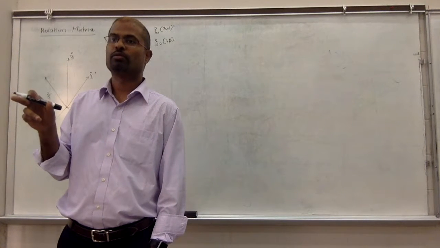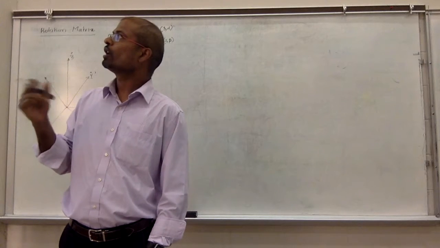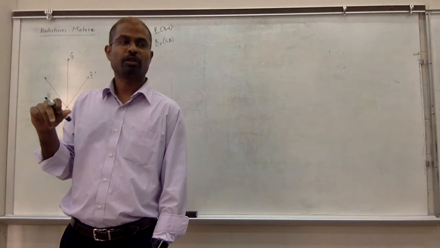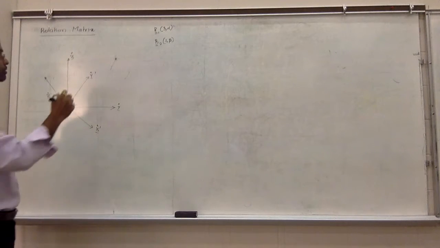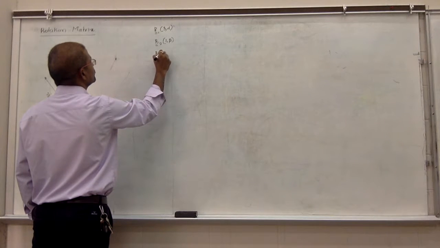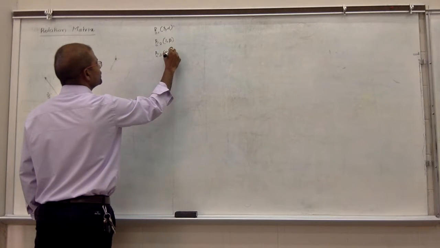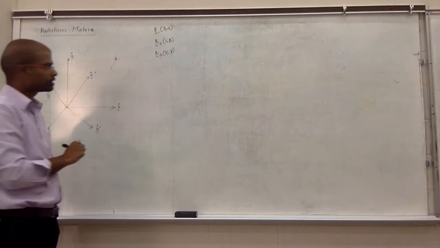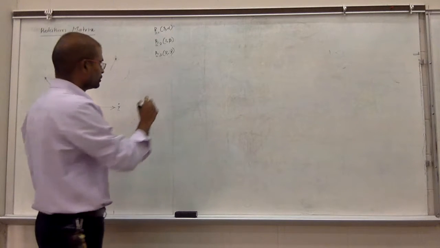And then X1, X2 are the same. That means it's about the X1 axis. And then again Z2 and Z prime are the same. So the third rotation is again about the Z axis. And what is the angle? Gamma.